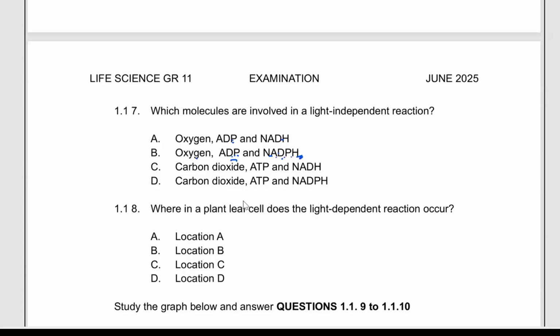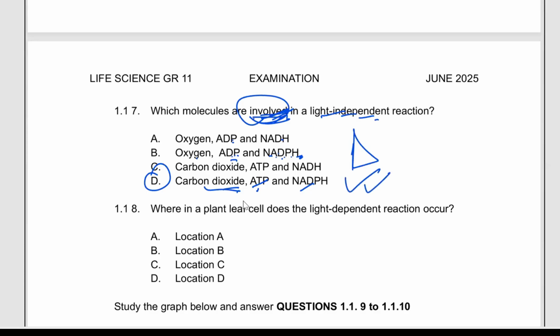So which one is the light independent phase? We need carbon dioxide in the light independent phase. ATP and NADPH are being produced. So D becomes the most correct answer because they said involved, meaning they're not saying they are produced or they're being used, they're saying they are involved. So D becomes the most correct answer.